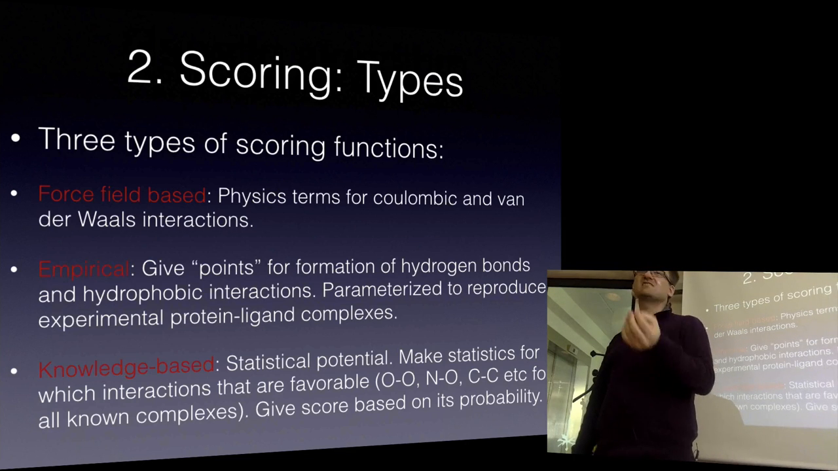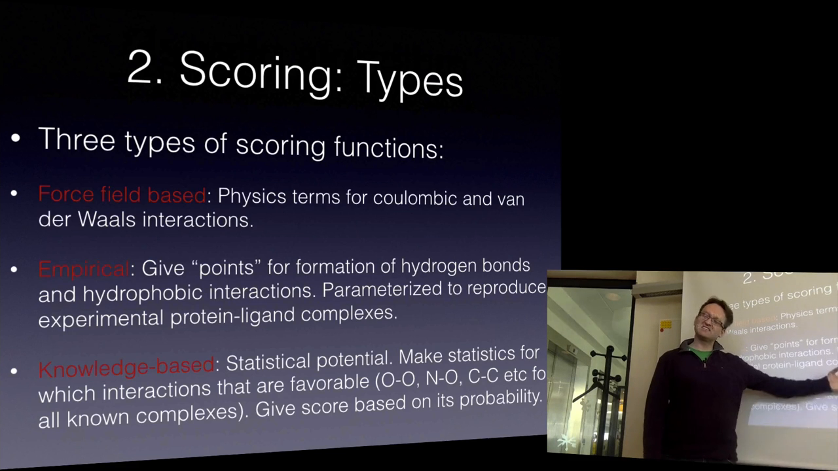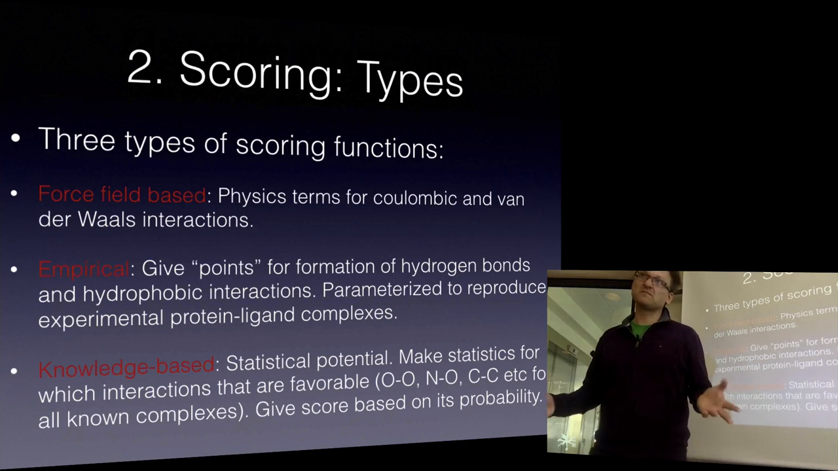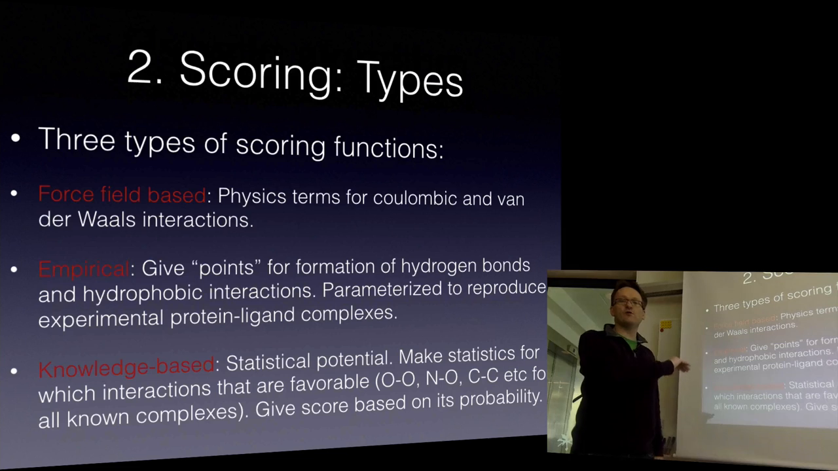Because you're going to need exhaustive statistics about every single particle, and that usually doesn't work. We don't have that much statistics. It's also going to be insanely noisy. So these knowledge-based potentials occasionally work. You have to make them very, very smooth.